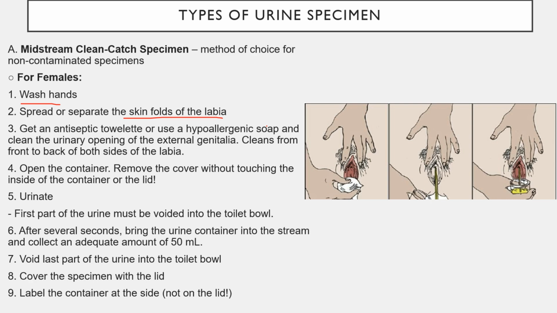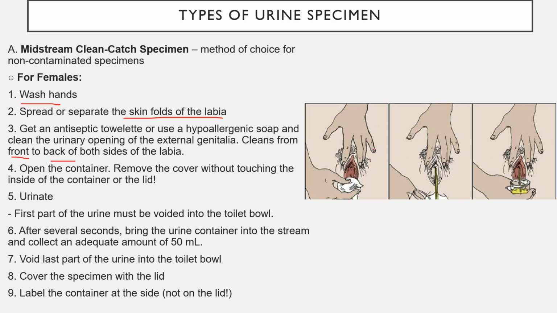You would clean the opening of the external genitalia. Clean from the front to the back of both sides of the labia. Please take note: clean front to the back of both sides of the labia. Open your urine container, remove the cover without touching the inside of the container or the lid.